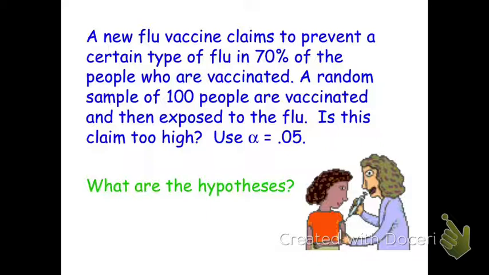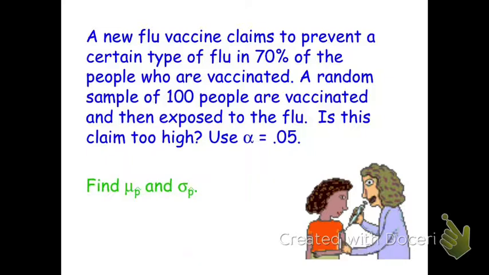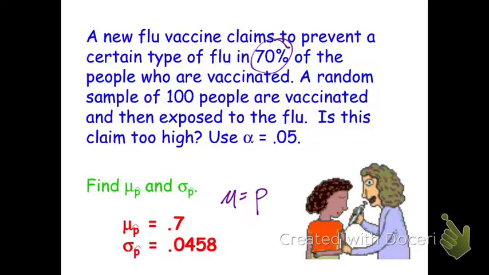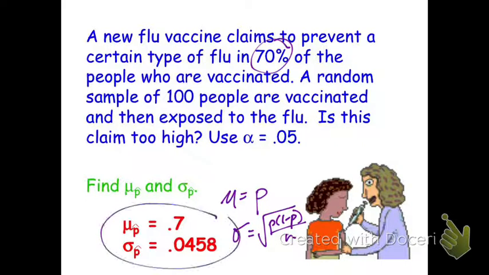So here we're back to the flu vaccine, the terrible clip art. Here's our hypotheses. If I wanted to find the mean and the standard deviation of this, do you guys remember the formulas? The sampling distribution formulas? So remember that mu equals p, which is 0.7. The standard deviation is what? Square root. Good. So that's how I got these two numbers right here.